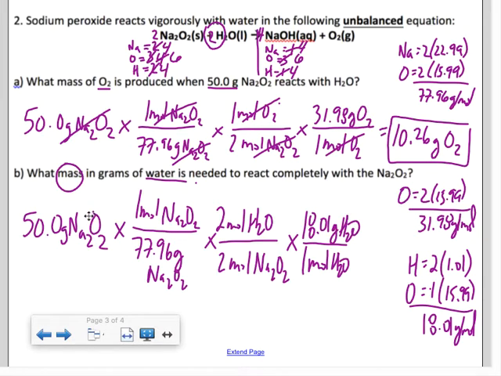Notice my units will cancel out. Grams of Na2O2, grams Na2O2. Moles of Na2O2, moles of Na2O2. Moles of H2O, moles of H2O. And I'll be left with grams of H2O. So I multiply across, and I'm just going to stick it down here because of space, 11.55 grams of H2O.